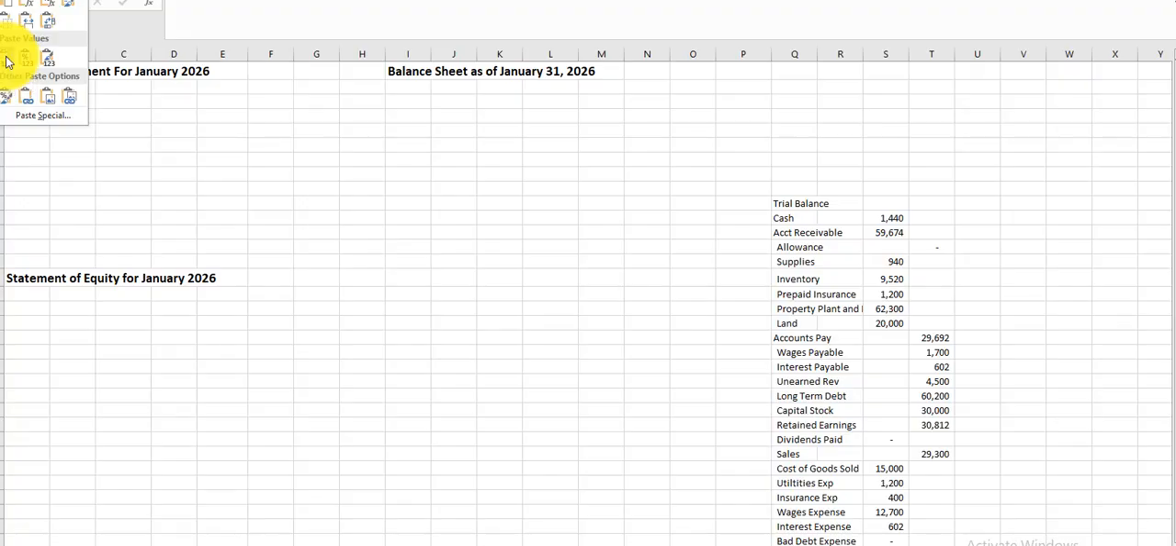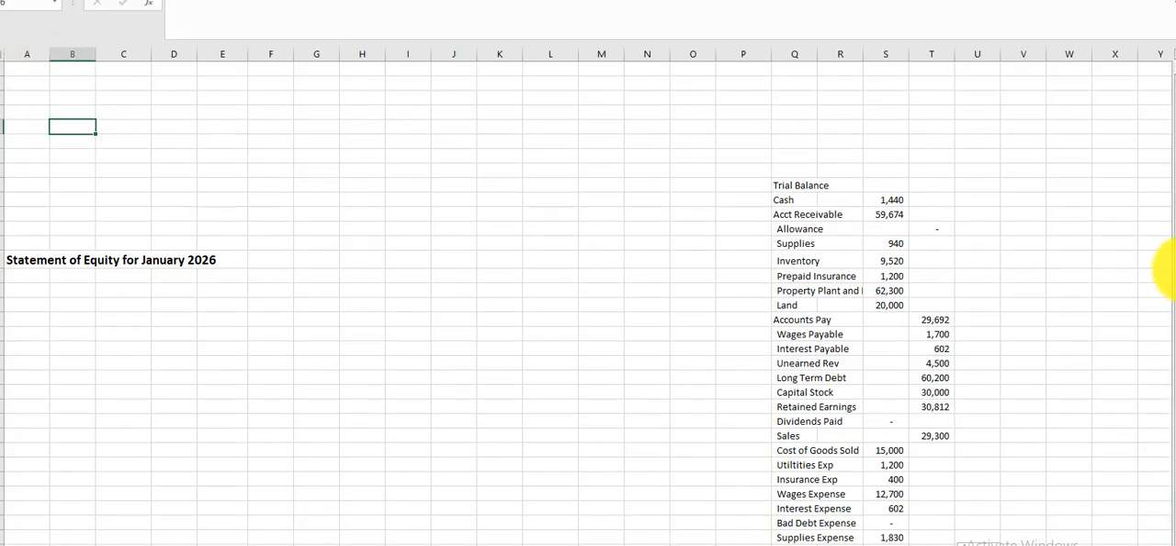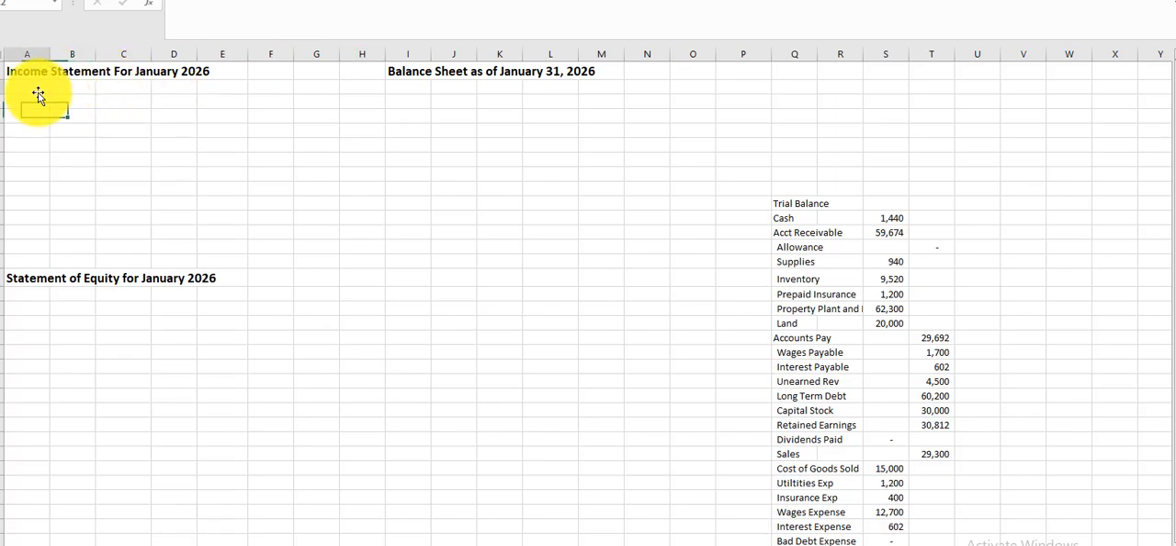I'm going to paste the values because the formulas aren't going to work over here. Okay? So, income statements. What goes on our income statement? Right from the trial balance, we've got all the numbers we need. Sales.